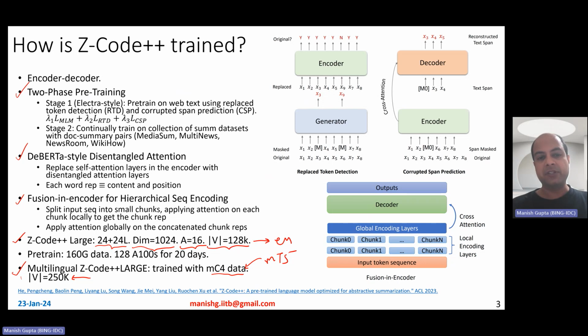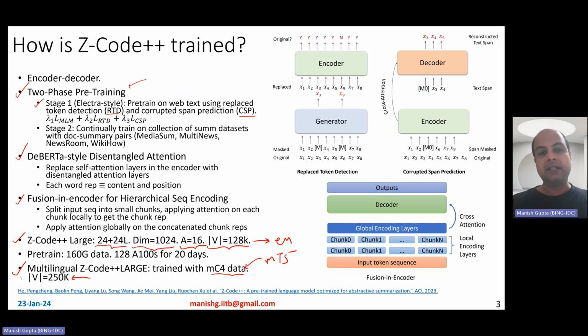So specifically, fusion-in-encoder is basically a hierarchical way of doing encoding. Okay. So let's talk about them one by one. So what is two-phase pre-training? Well, two-phase pre-training has two different stages or phases. The first phase is the Electra style phase. Electra is a popular pre-trained model by itself, which basically uses two different losses, RTD and CSP. So rather than using just the MLM loss, it also uses RTD and CSP along with it.